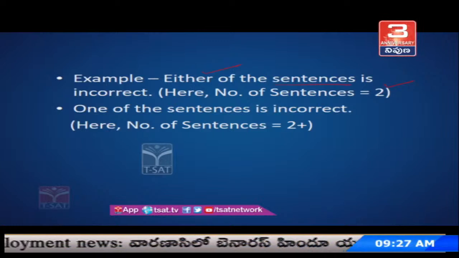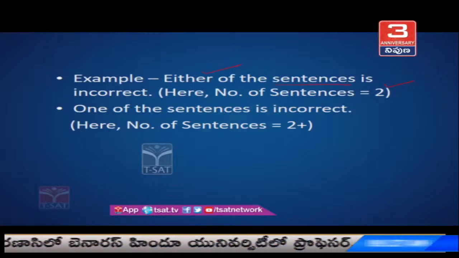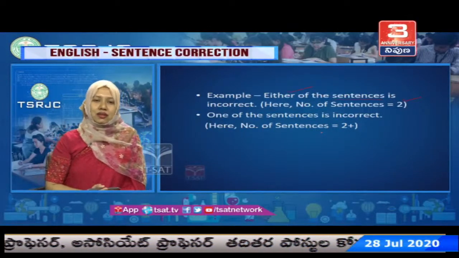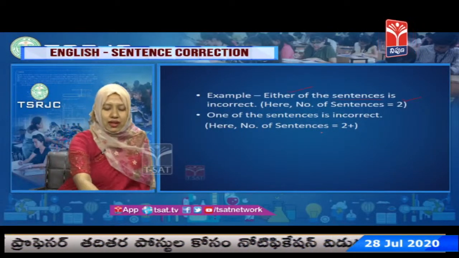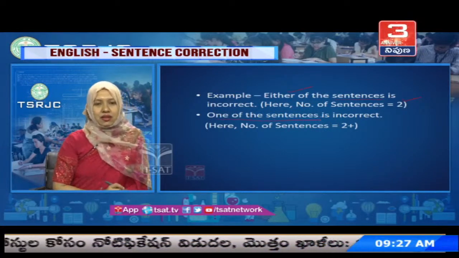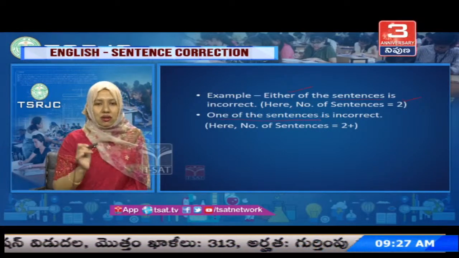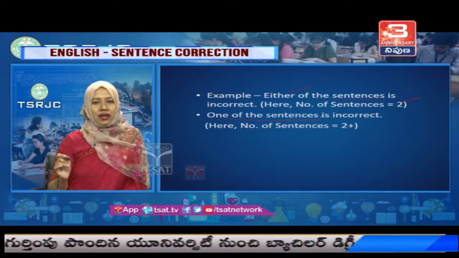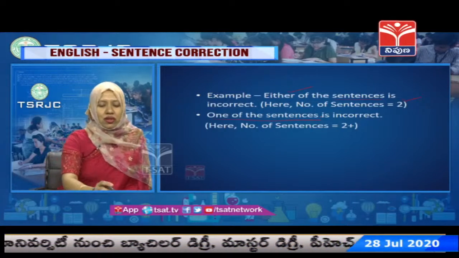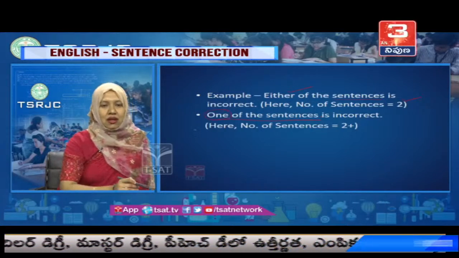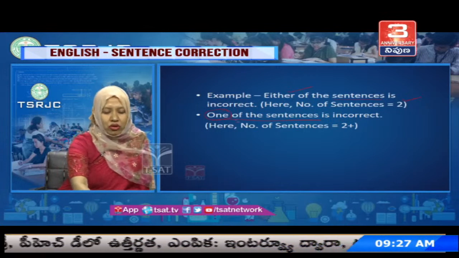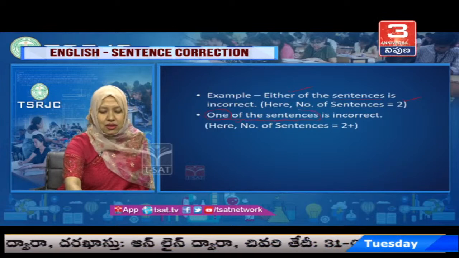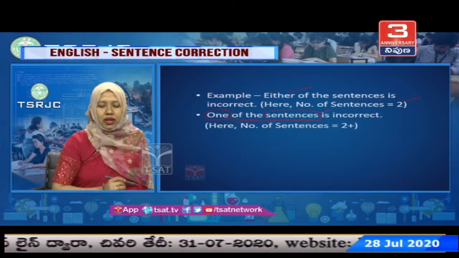One of the sentences is incorrect. Out of two sentences, or in a paragraph there are many sentences, we say one of the sentences. There are many sentences. You are pointing out at one sentence and you are saying that one of the sentences is incorrect. So, always remember, when the sentence starts with one, it should be followed by of the sentences. This noun should be plural, S should be there.